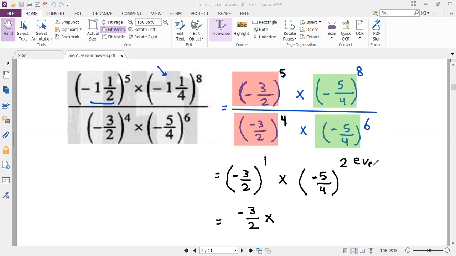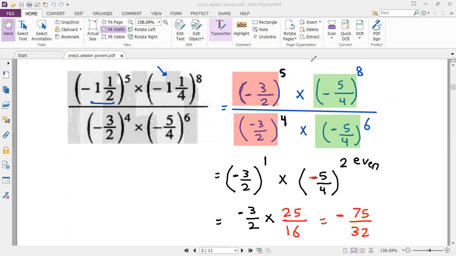The power is even. So cancel the negative sign, because negative times negative is positive. And 5 raised to the power of 2 is 25. And 4 raised to the power of 2 is 16. Then multiply -3/2 times 25/16. So negative times positive is negative. And 3 times 25 is 75, divided by 2 times 16, 32.